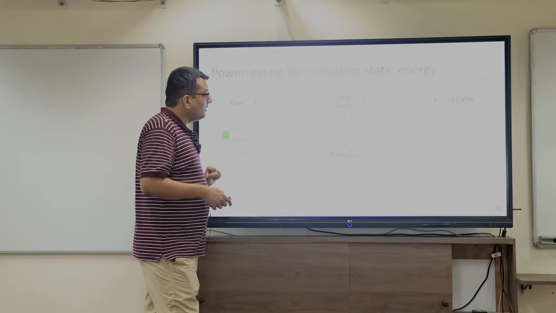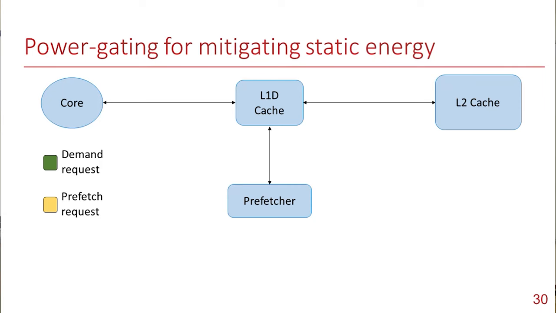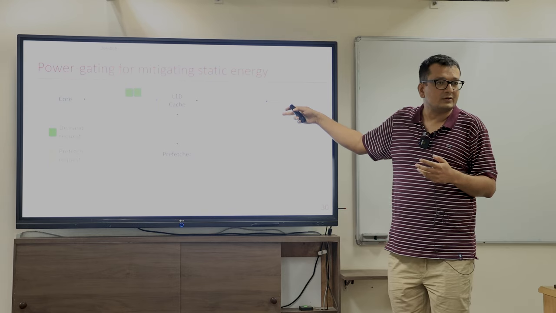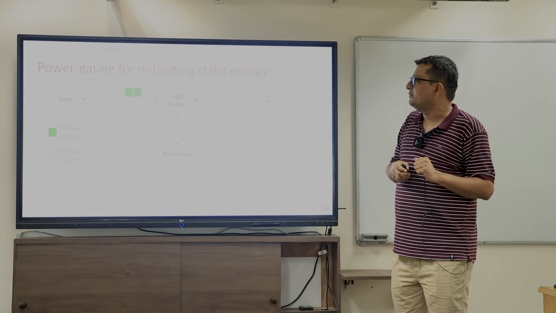Okay? Now, what happened with prefetchers? This is a pretty interesting insight that no one actually came up with before. The processor is sending requests to the L1 cache. The L2 cache is not getting any requests. If L1 is providing hits, L2 will sleep. Okay? So that your static power consumption will be improved.